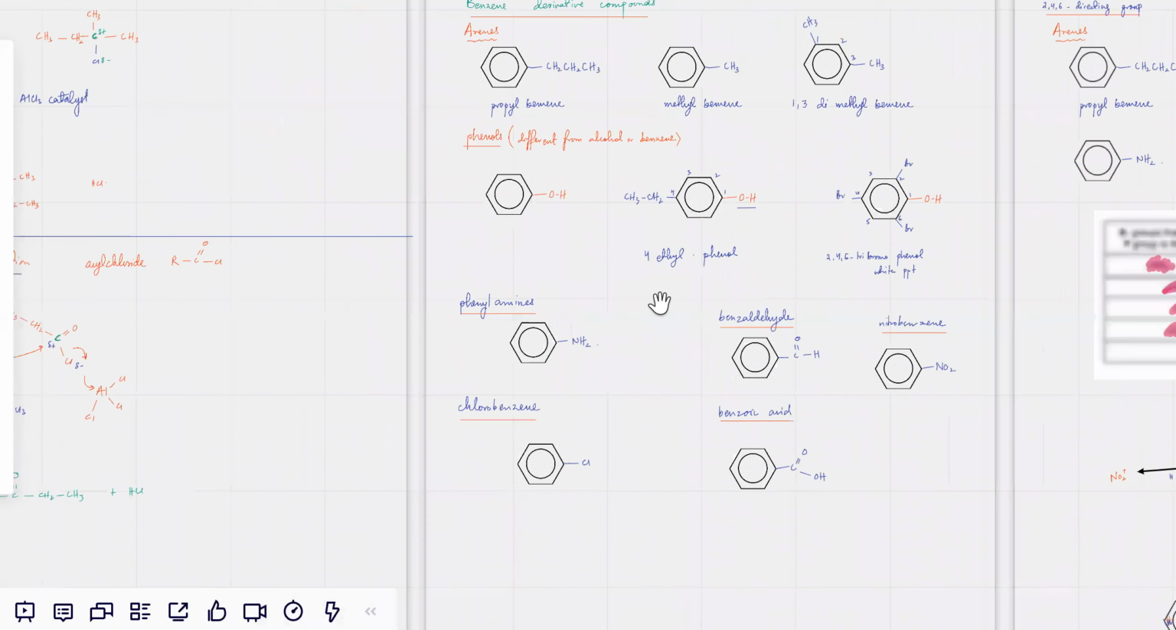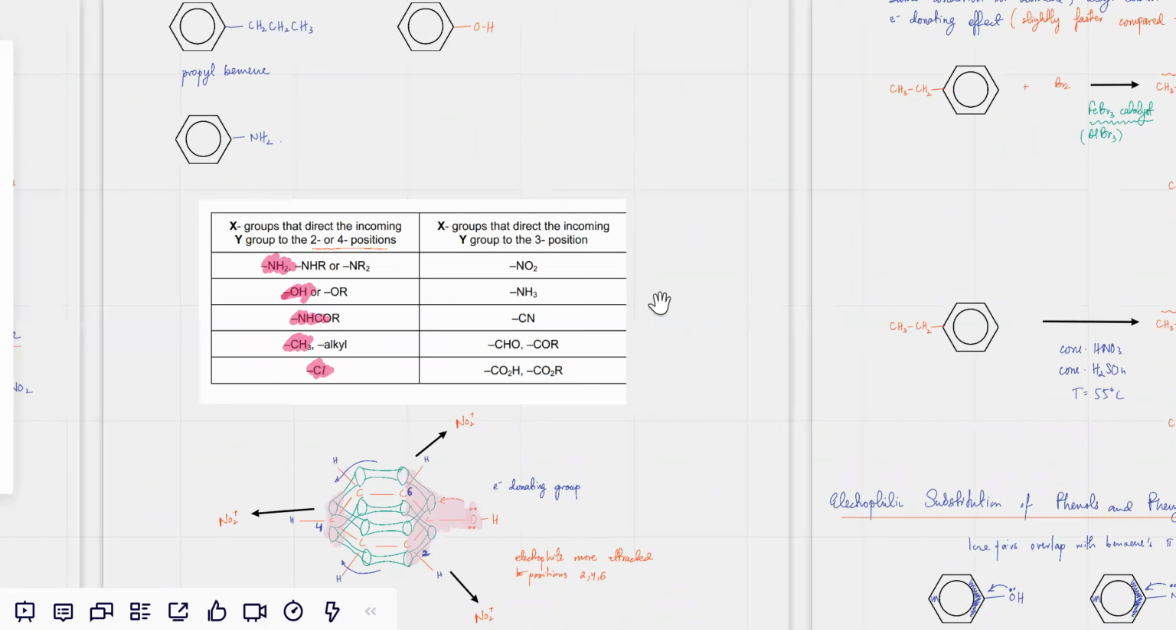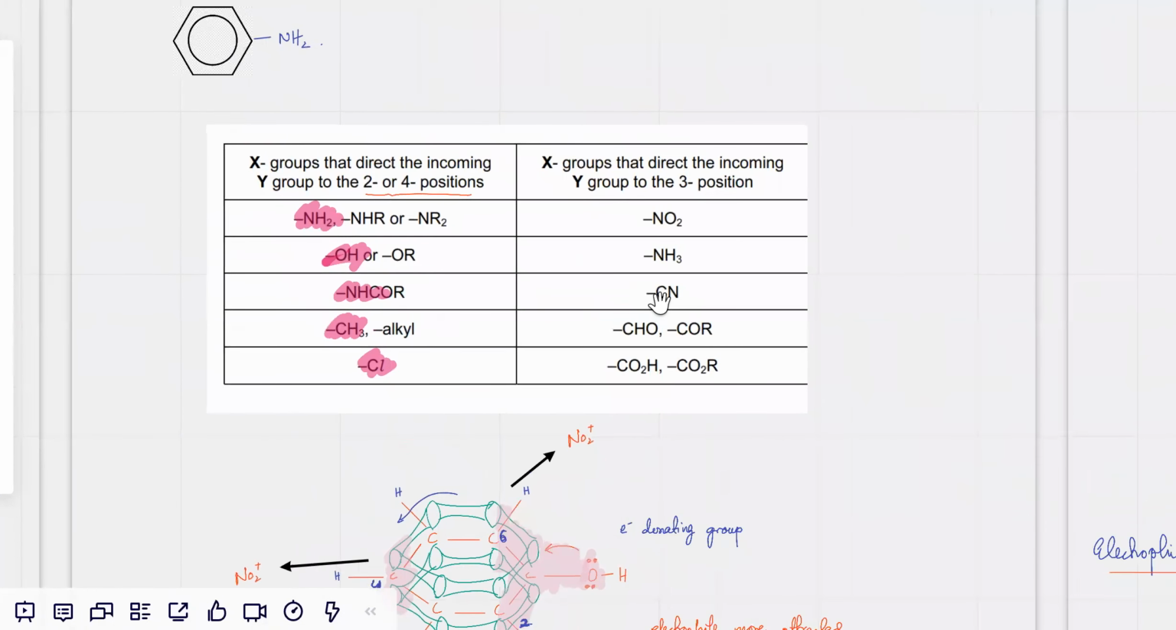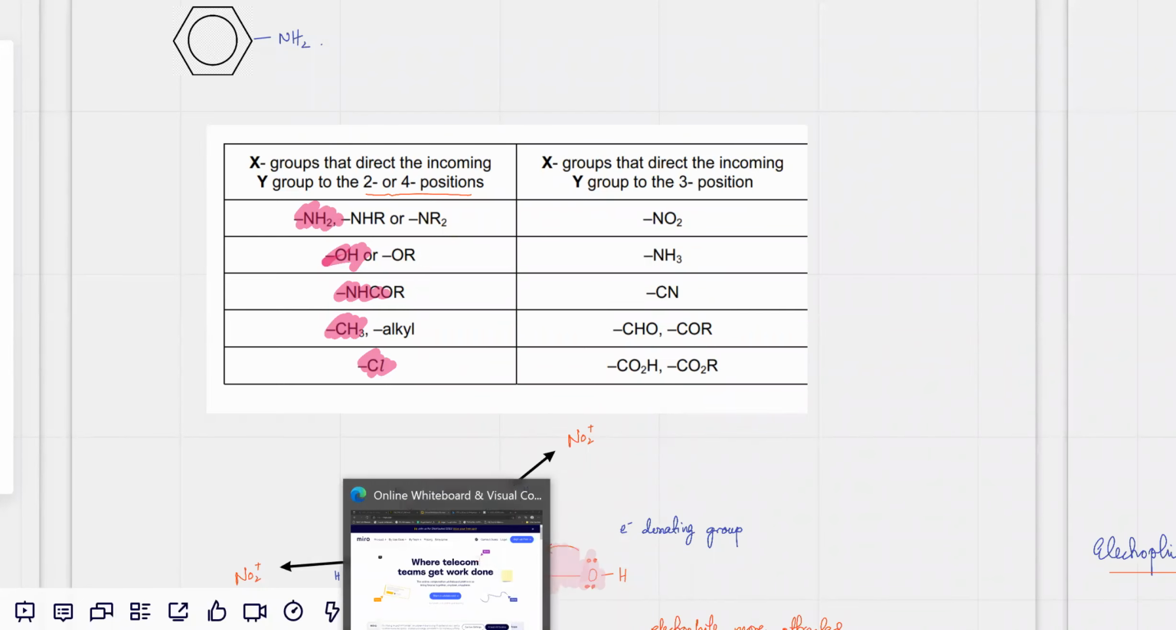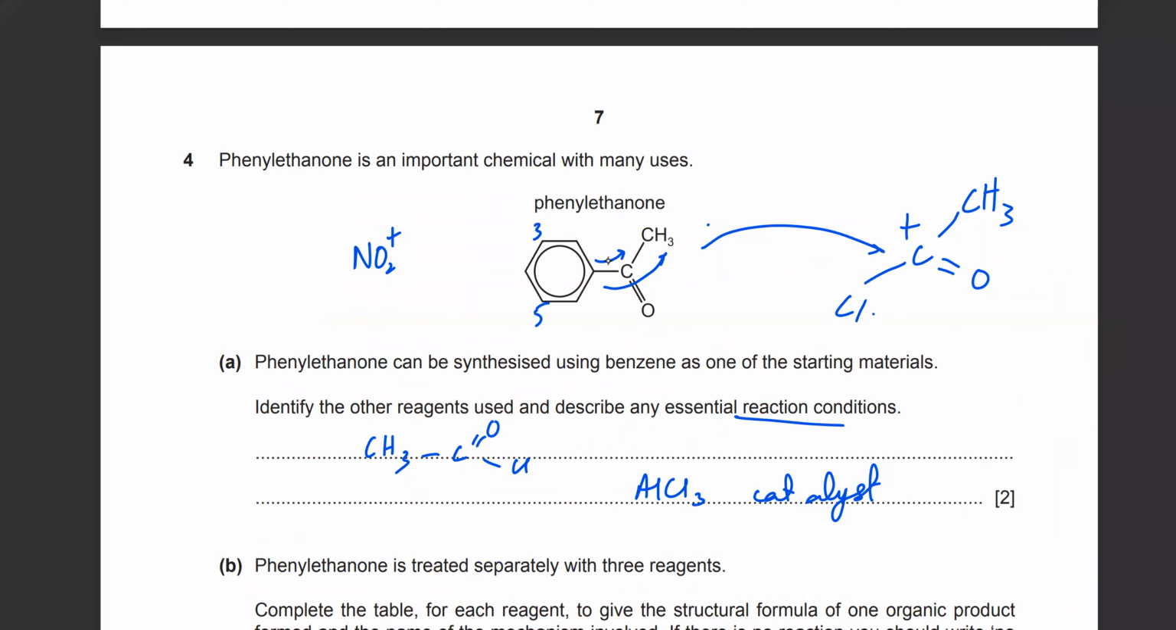So this one, remember 2, 4, 6 directing groups and 3, 5 directing groups. Where would the electrophiles go? Whenever you have a C double bond O, that's going to direct it at the 3 position. And so any incoming electrophile will get positioned at the 3 position. So if we go back to our paper, the NO2 will get attached on the 3rd carbon atom. 3 and 5 positions are exactly the same.